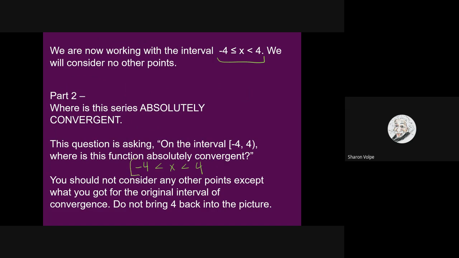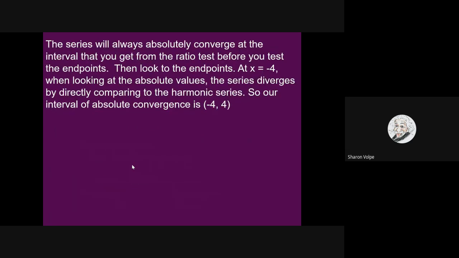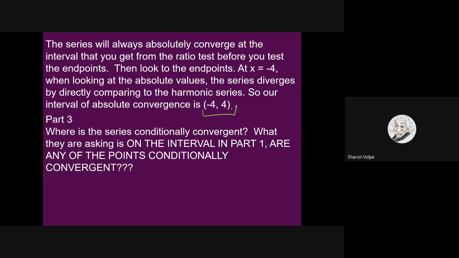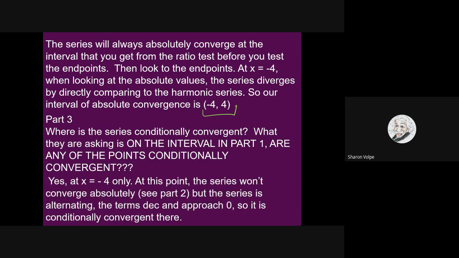That's always the interior, but you have to check those endpoints to see why you were convergent there. Now, the only one I can go back in and look at is -4. At -4, this series converges conditionally, because if the series is alternating, then the series converges at -4. So our interval of absolute convergence is -4 to 4, conditionally convergent only at -4. Okay, we don't look at 4 again. That's not in our convergent region, so I can't look at 4 again.